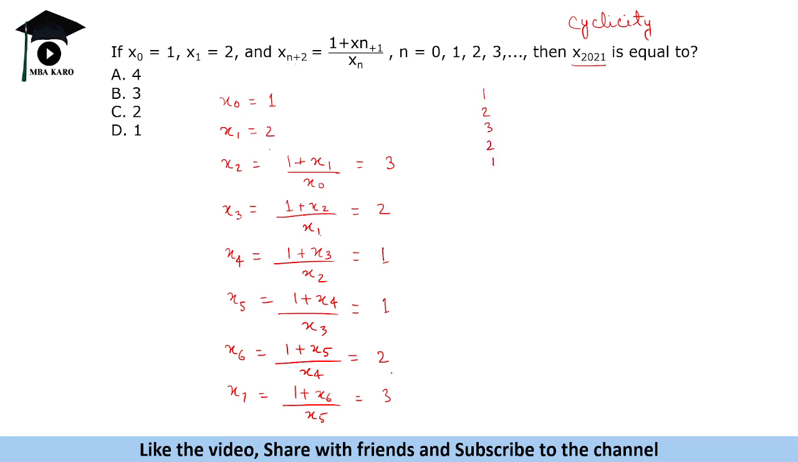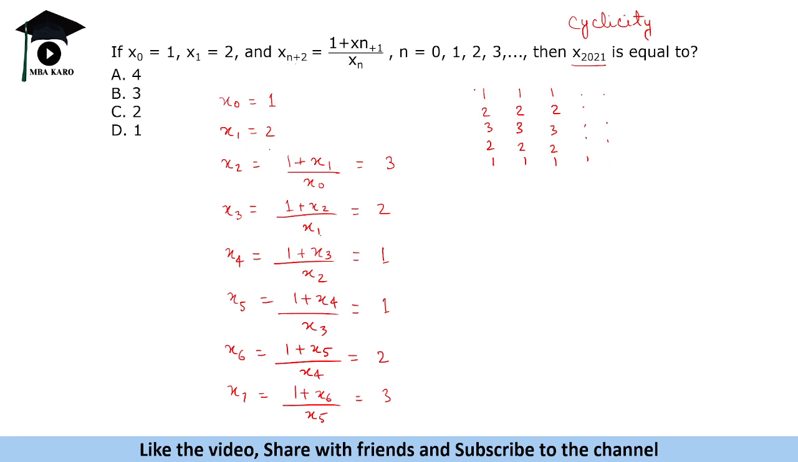You can calculate up to here, but it is not needed. Then 1, 2, 3, 2, 1. It will come like this. Then 1, 2, 3, 2, 1. So this is how the cyclicity will go on. So it is a cyclicity of 5. Every fifth term will start with 1 and then 2, 3, 2, 1.